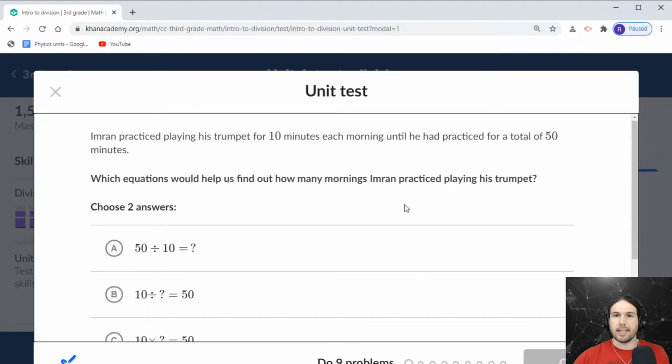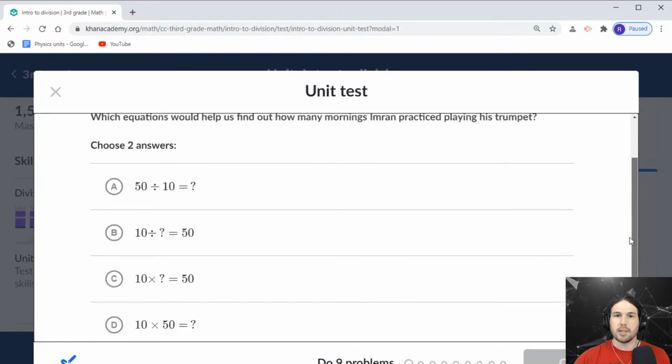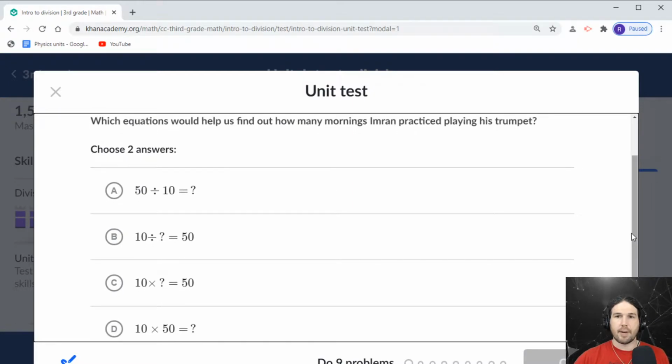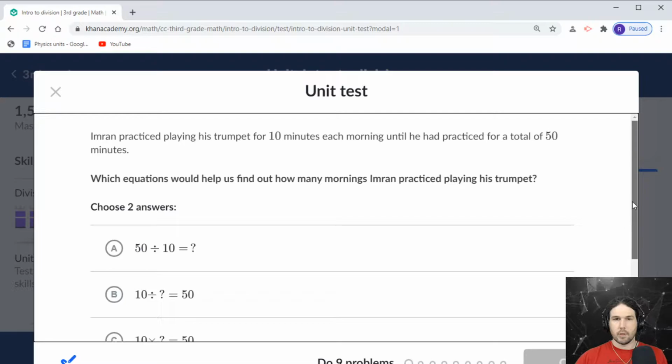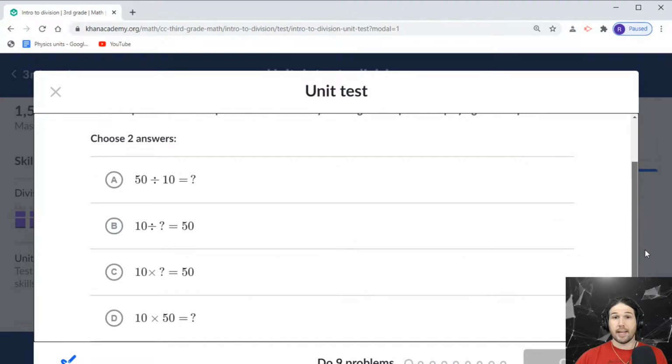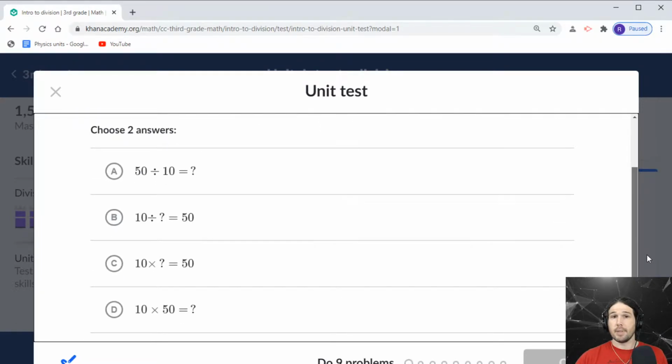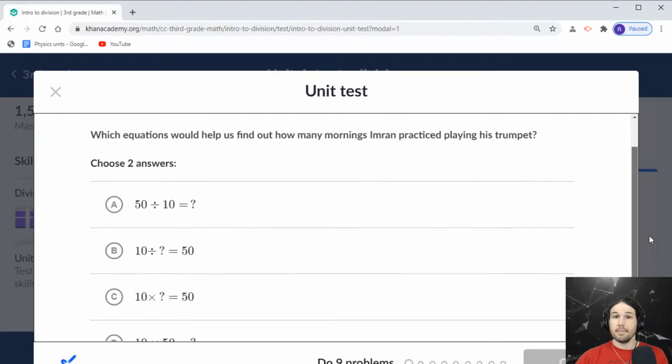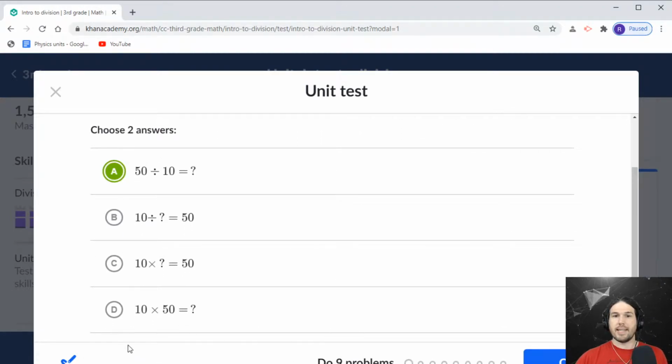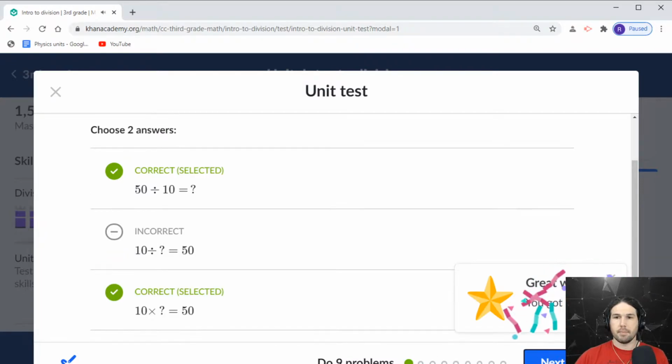Imran practiced playing his trumpet for 10 minutes each morning until he practiced for a total of 50 minutes. Which equations would help us find out how many mornings he practiced playing his trumpet? So there's the question. Here are the answers. Pause if you have to. 50 divided by 10 equals blank, and 10 times blank equals 50 are the two correct answers.